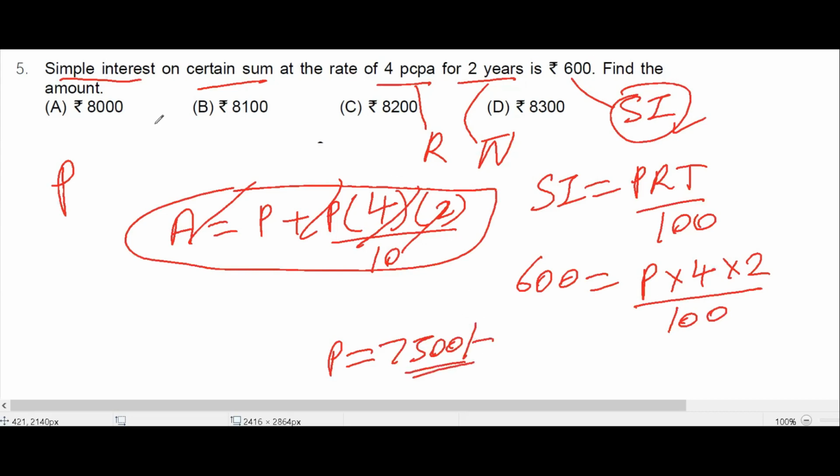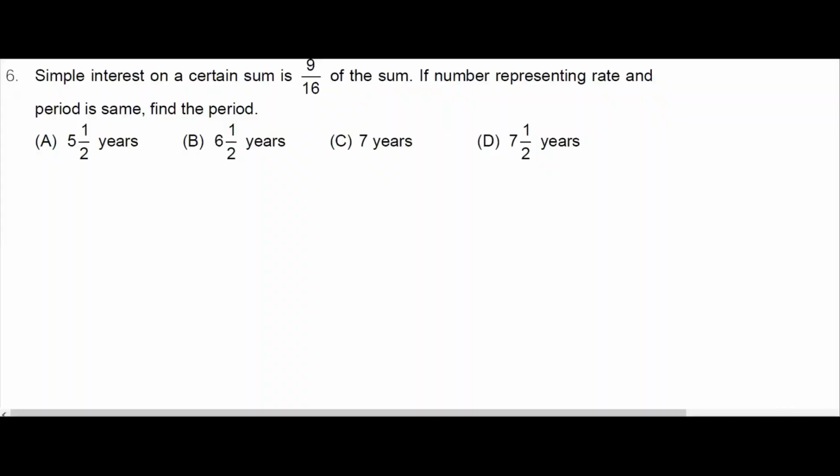And find the amount. They are saying to find the amount. So what is the amount? Amount is nothing but principal, that is 7500, plus simple interest, which is 600. So when you add it, you will get 8100 as the answer. So B is the answer for this.